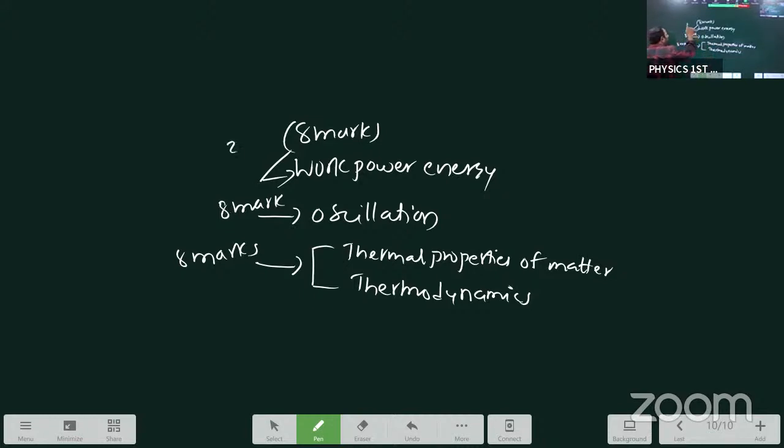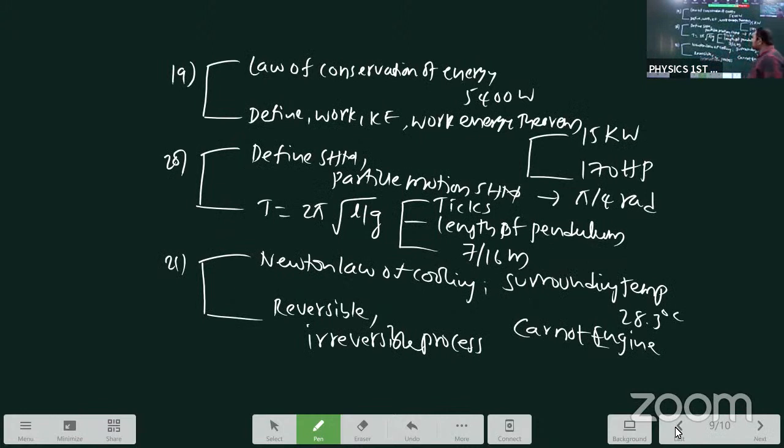Here 2 questions, that is the 19th bit. Here 2 questions, 20th bit. Here 21, this is Newton's law of cooling. Thermodynamics means reversible, irreversible process, Carnot engine. So, special focus on these long answer lessons. These are the 3 long answer lessons, student.